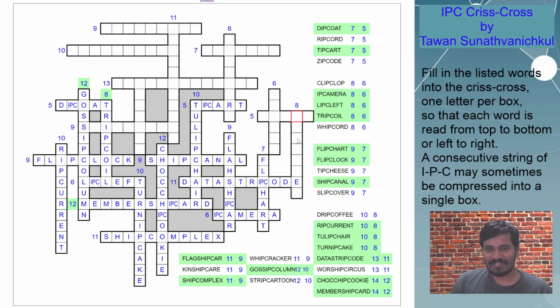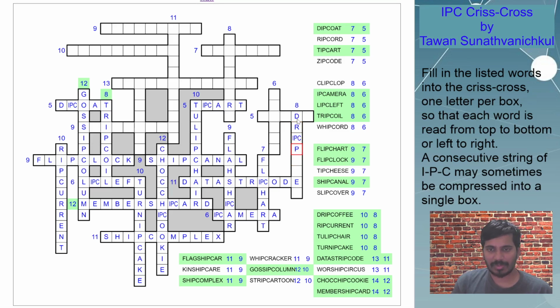Now we have the 8-letter word with second last alphabet as E. So drip coffee, possible. Whipcord, not possible. Clip clop, not possible. Again, one word, and we can put drip coffee.